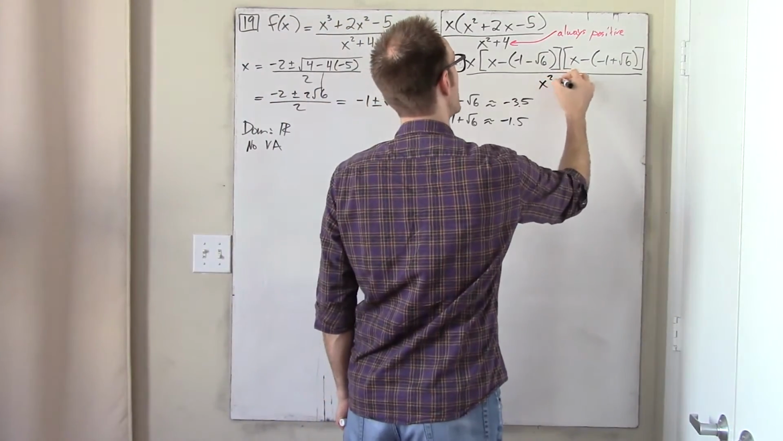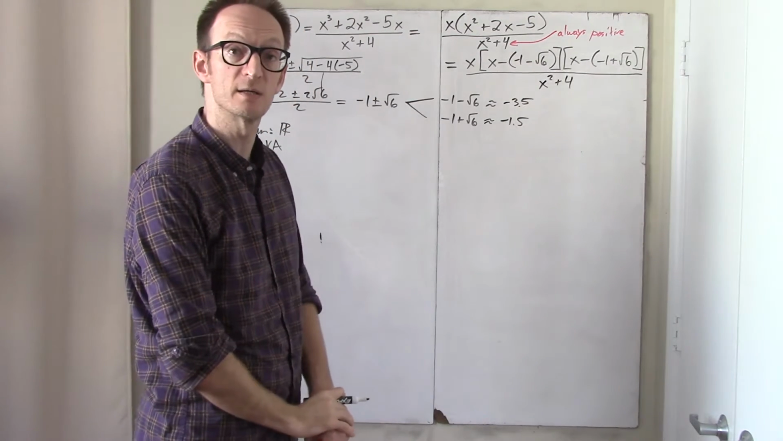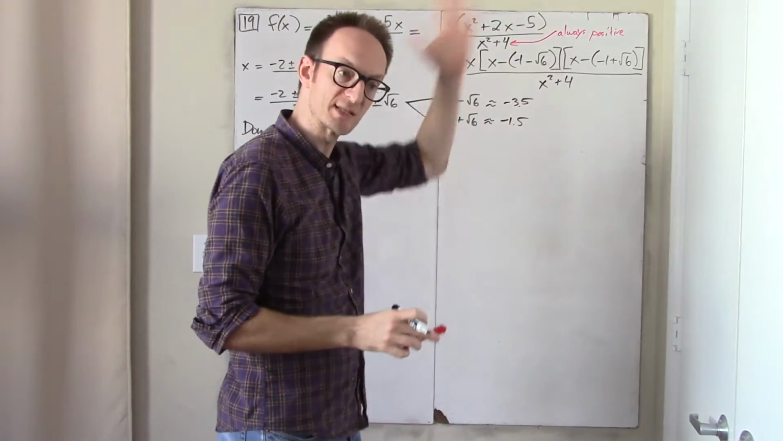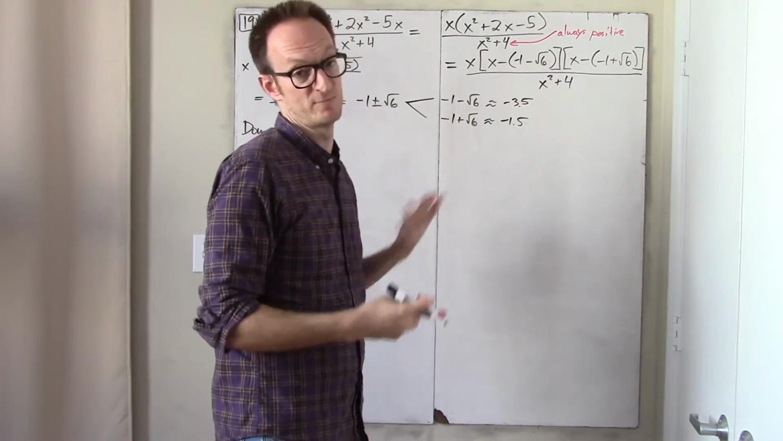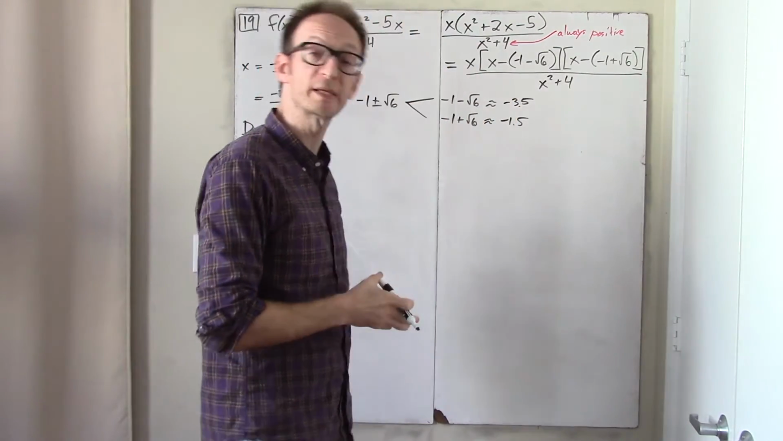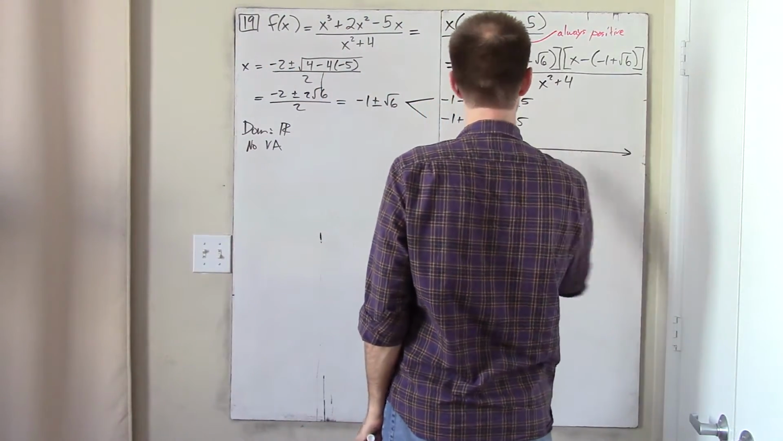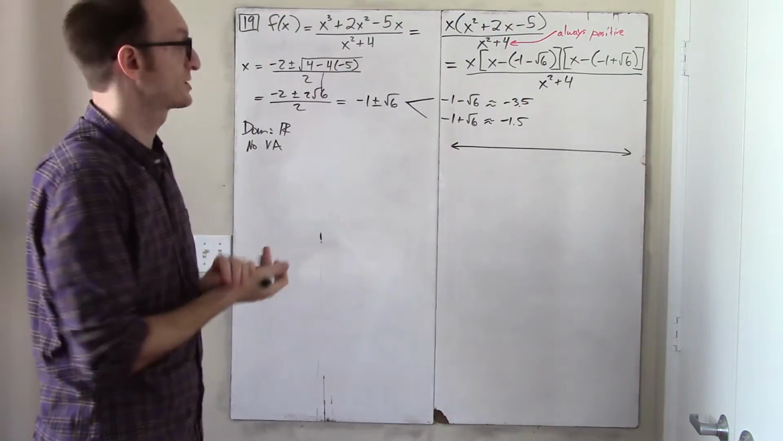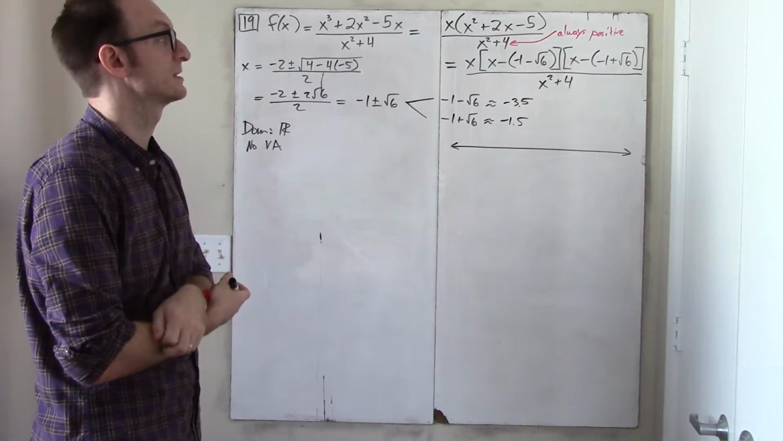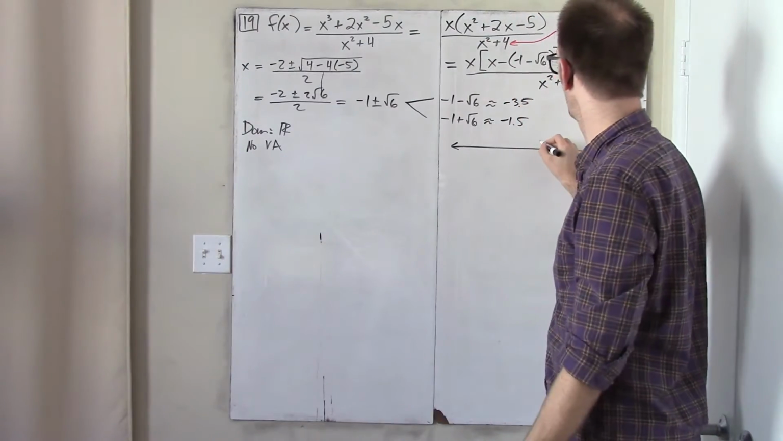And I guess also you must appreciate that when it comes to making the sign chart for this rational function, you just look at the bottom and say it's always positive. If x squared plus 4 is always positive, then the sign of this rational function will be completely determined by the sign of the numerator. So I'm going to make the number line for the rational function, saying when it's positive and negative, but that's just the same as analyzing the sign of the cubic in the numerator.